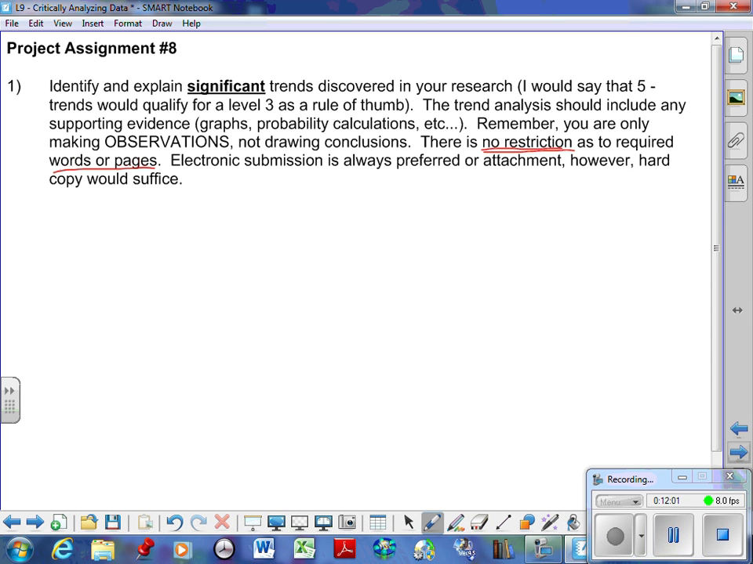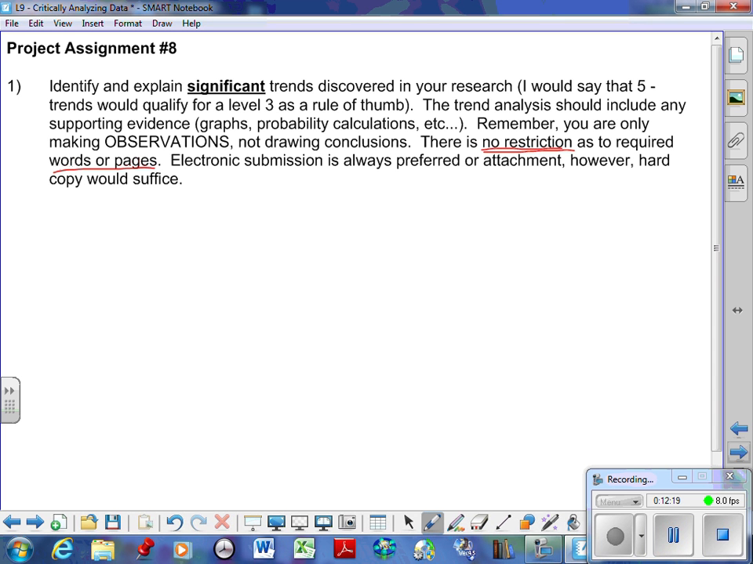Electronic submission is always preferred. However, sometimes we have technology problems here, so I will take a hard copy in this particular assignment, but of course it's got to be typed with the appropriate graphs electronically created. Okay. Other than that, that's what it is.